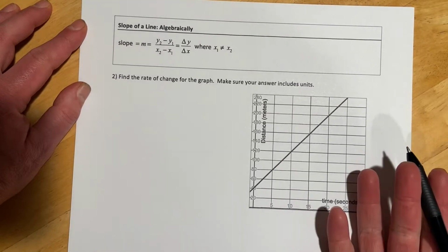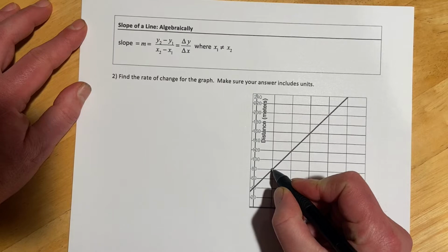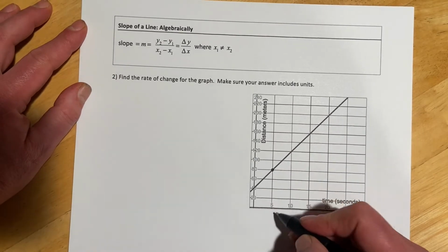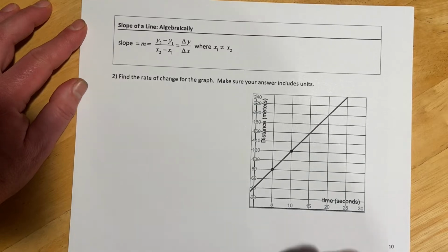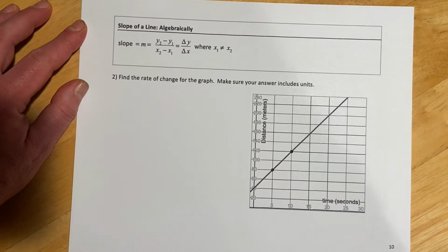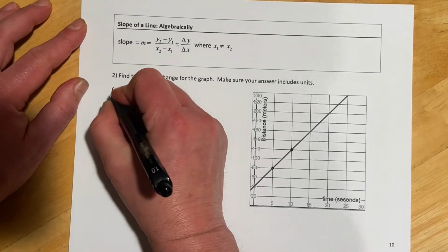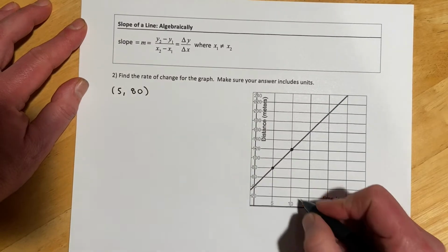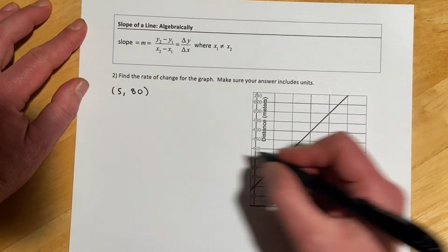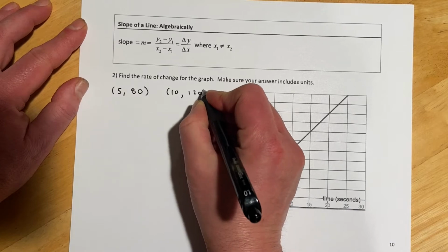Okay, so let's pick two convenient points on the graph. I'm just going to arbitrarily grab this one because it's easy to read, and then I'll grab that one next to it because it's also pretty easy to read. And I'm just going to jot those down over here for convenience. So I picked (5, 80) and then (10, 120).